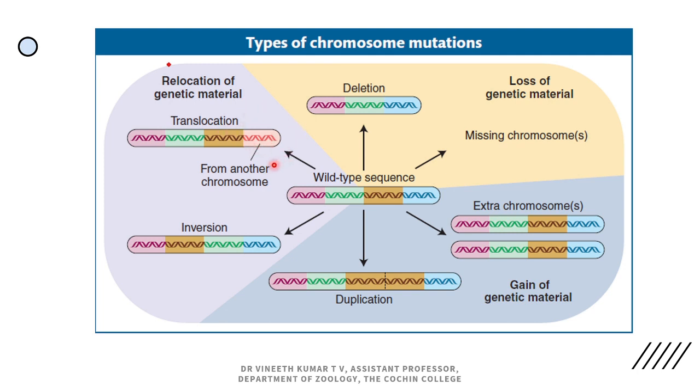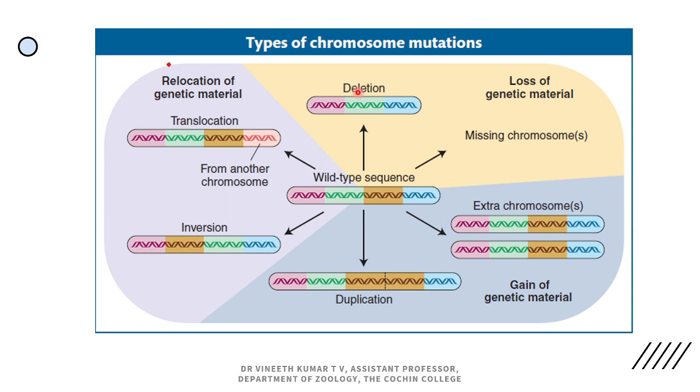So this is a piece of DNA which does not belong to this wild type. This particular piece is from a non-homologous chromosome. A piece of chromosome from a non-homologous chromosome has shifted its location to this particular chromosome, and this is what is called translocation, or change in position. So these four: deletion, translocation, inversion, and duplication, come under what is called change in chromosome structure.